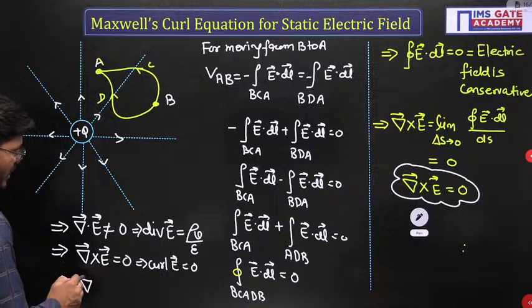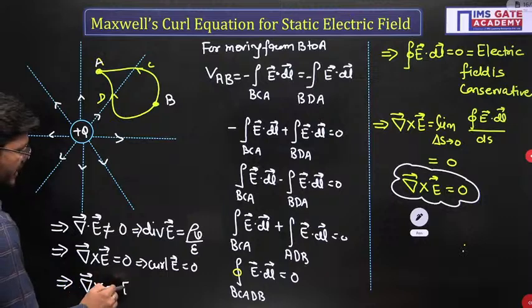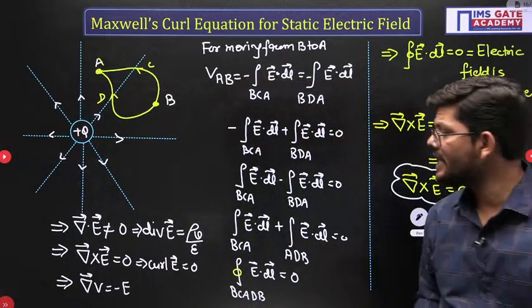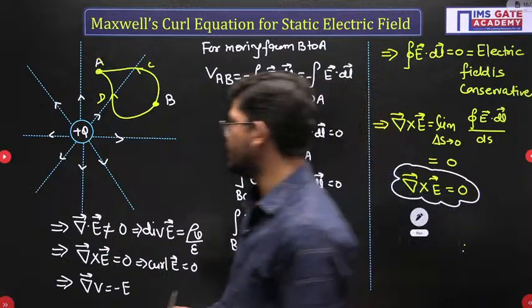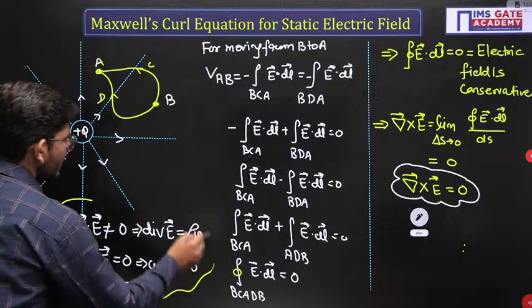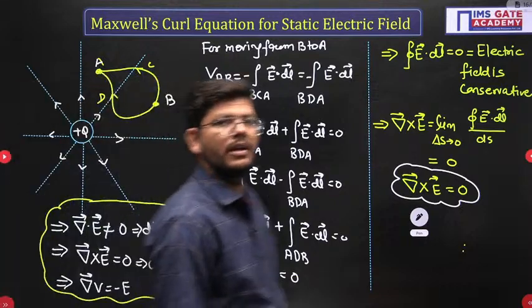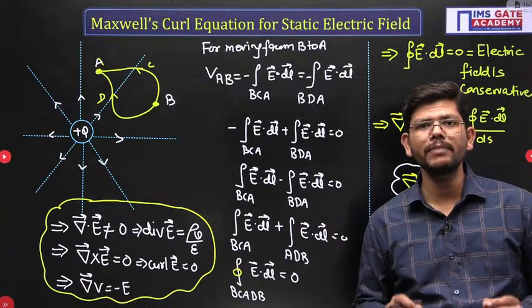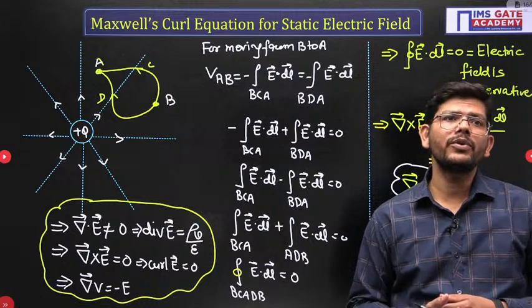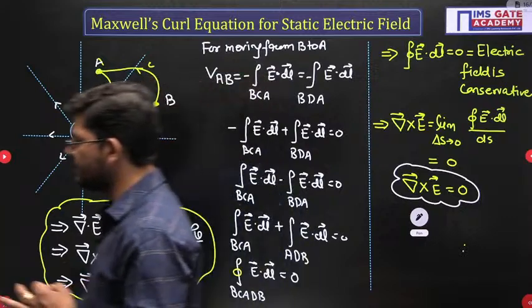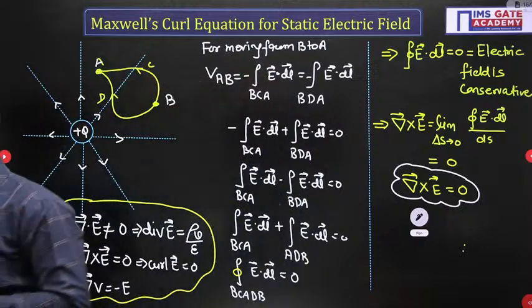If I talk about the gradient, del V is equal to minus E. So just see how the divergence, the curl and the gradient associated with an electric field are responding. This page which is open in front of you right now is a very important page conceptually from the exam point of view, and from the interview point of view as well. Whenever you go, these questions will definitely be asked to you.